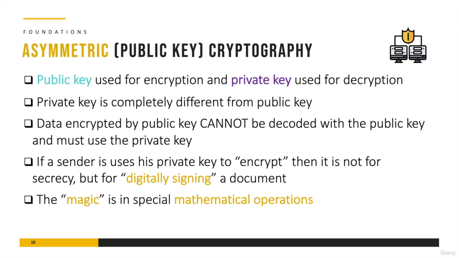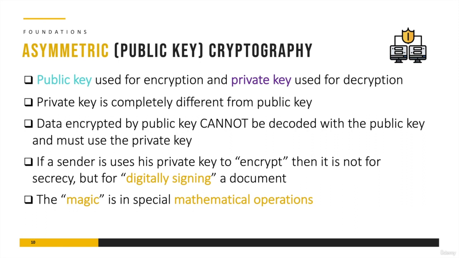Now the point that we're trying to make is that the data that has been encrypted by public key cannot be decoded with the public key, and it must use the private key at the destination for decryption. On the other hand, if a sender is using his private key to encrypt something, then it's not really for secrecy, because everybody in the world has the public key and they can simply decrypt it.